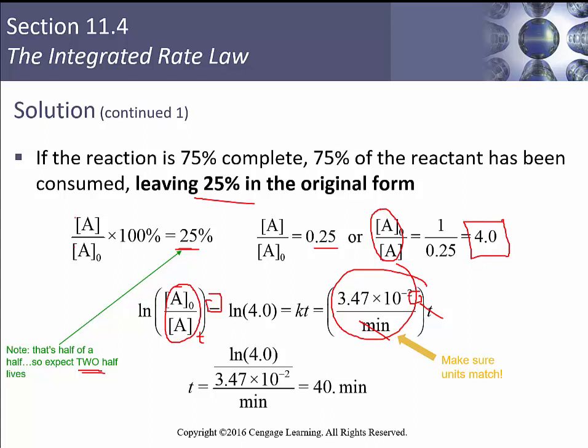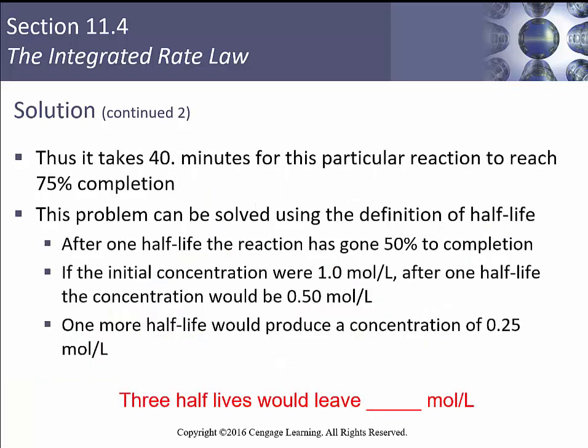Rearrange it. We get t is equal to the natural log of 4 over 3.47 times 10 to the minus 2 per minute, 40 minutes. And is that 2 half-lives? Nod your heads up and down. Yes, indeed it is. 2 half-lives. So thus it takes 40 minutes for this particular reaction to reach 75% completion.